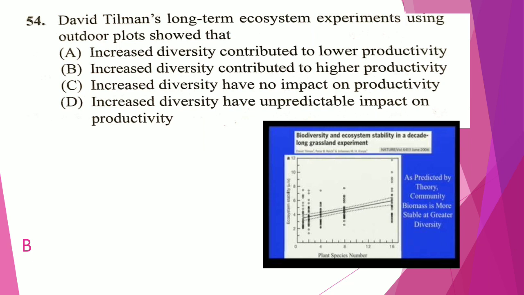David Tilman's long-term ecosystem experiment using outdoor plots showed that... let me tell you the question, and we'll discuss the options first. A: increased diversity contributed to lower productivity. B: increased diversity contributed to higher productivity. C: increased diversity has no impact on productivity. D: increased diversity has unpredictable impact on productivity. According to his experiment, the correct answer is B, increased diversity contributed to higher productivity.